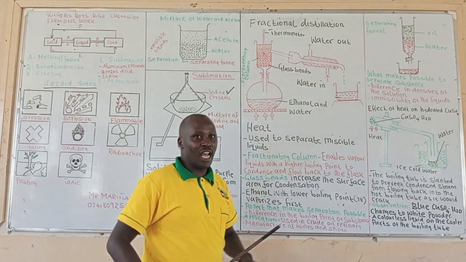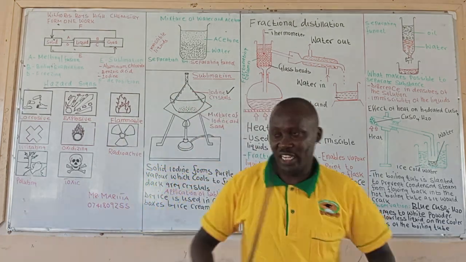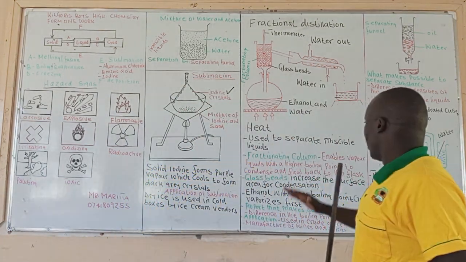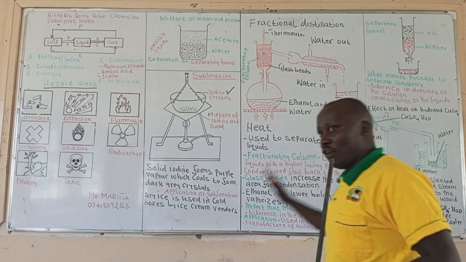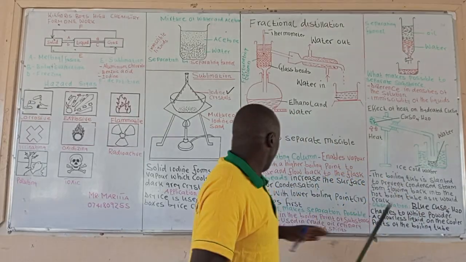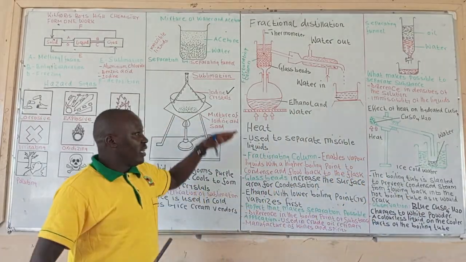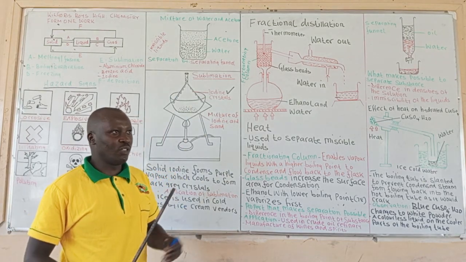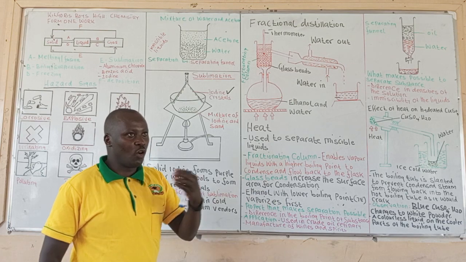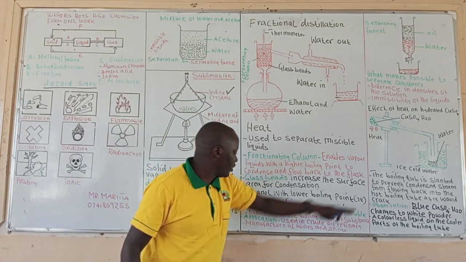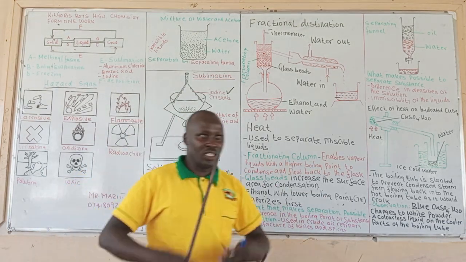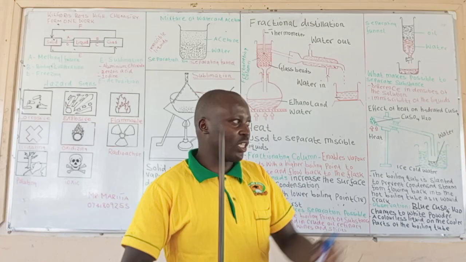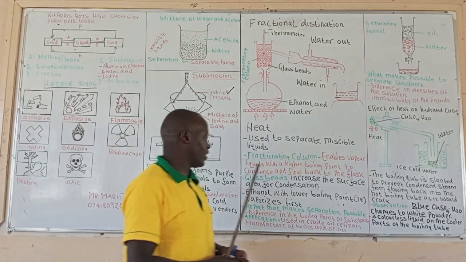The glass beads here increase the surface area for condensation. And then the liquid with a lower boiling point, for example ethanol, which has a boiling point of 78, vaporizes fast, followed by water. That is how this separation normally takes place.